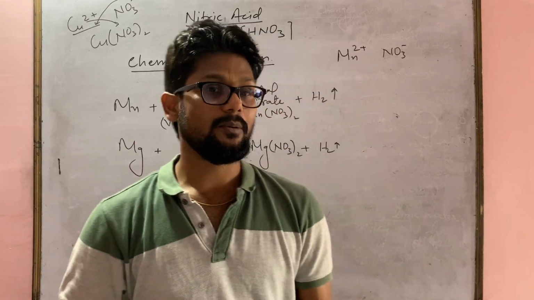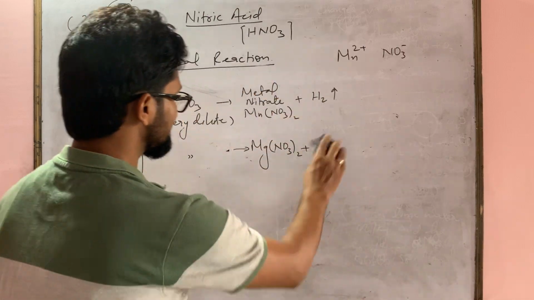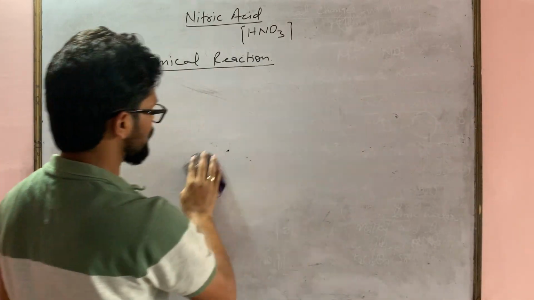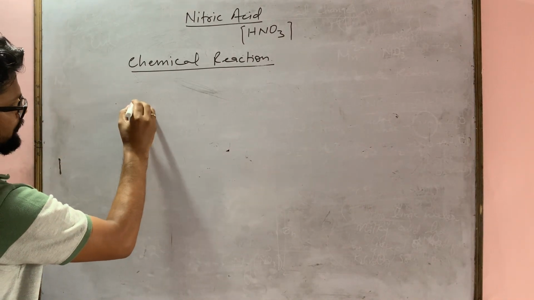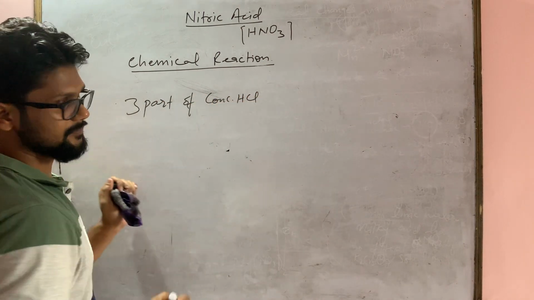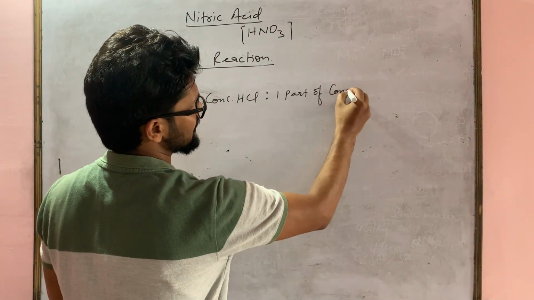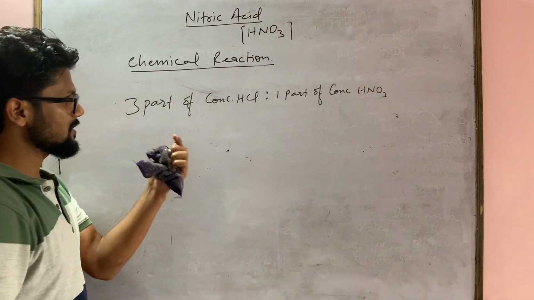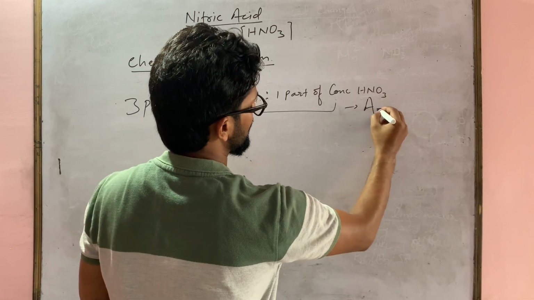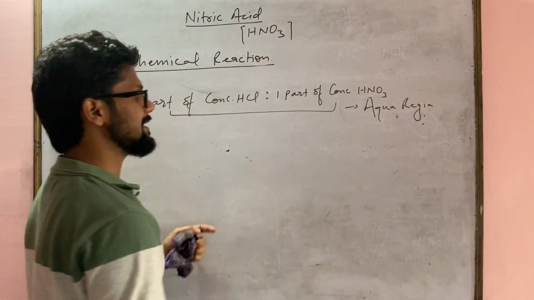Understood? Now one more topic I am going to give in this video, that is aqua regia. What is aqua regia? What do you mean by aqua regia? That is already dealt with in an earlier chapter, but again we will see here what aqua regia is. When 3 parts of concentrated HCl are mixed with 1 part of concentrated HNO3, this mixture is called aqua regia. A question can come: what is aqua regia?